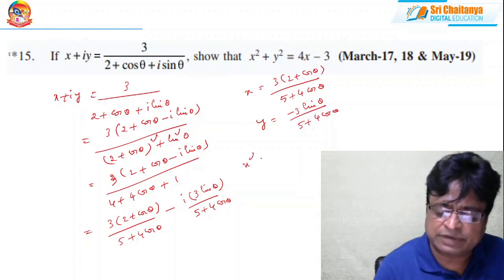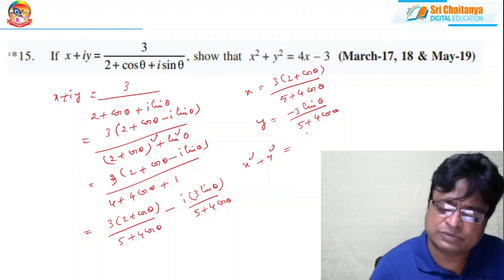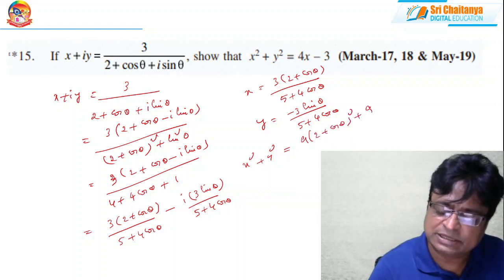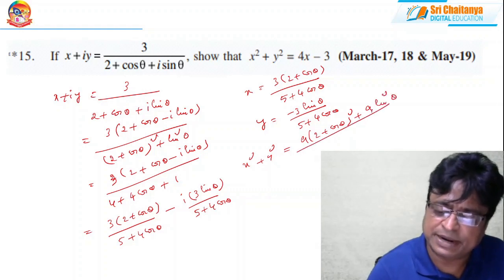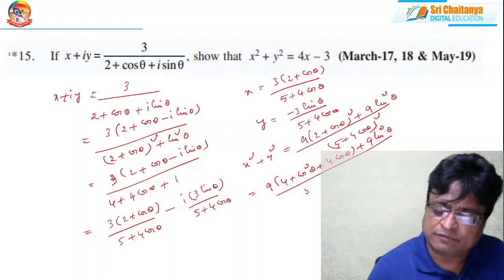So find x square plus y square. What is x square plus y square? That is nothing but 9 into (2 plus cos theta) whole square plus 9 sin square theta by (5 plus 4 cos theta) whole square. And this is nothing but 9 into 4 plus cos square theta plus 4 cos theta, plus 9 sin square theta, by (5 plus 4 cos theta) whole square.